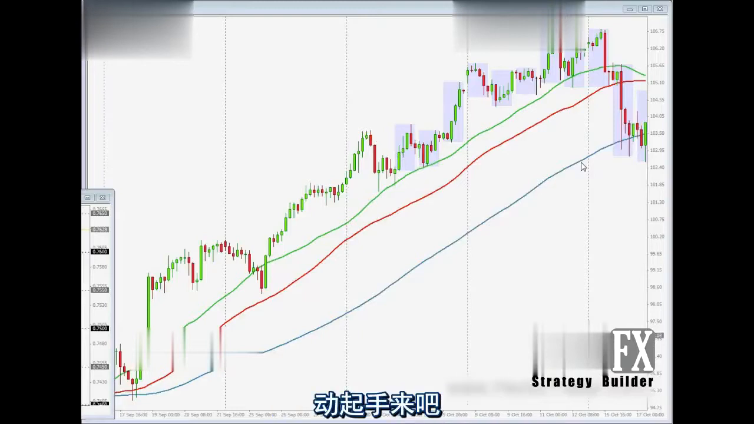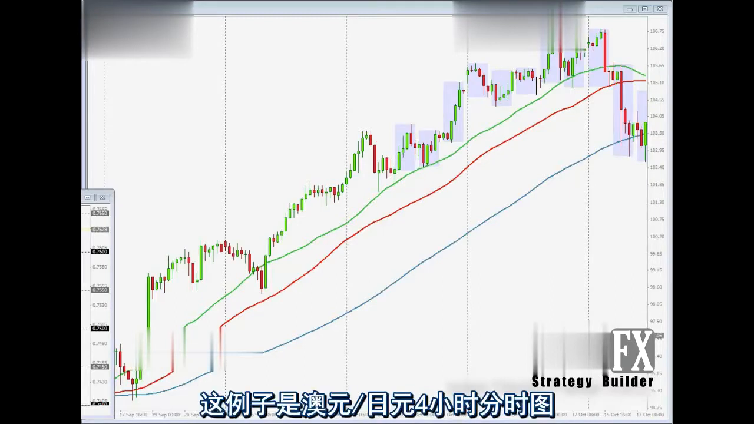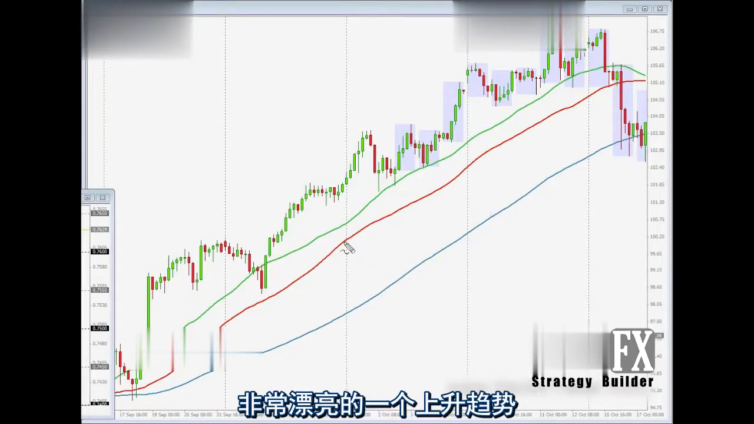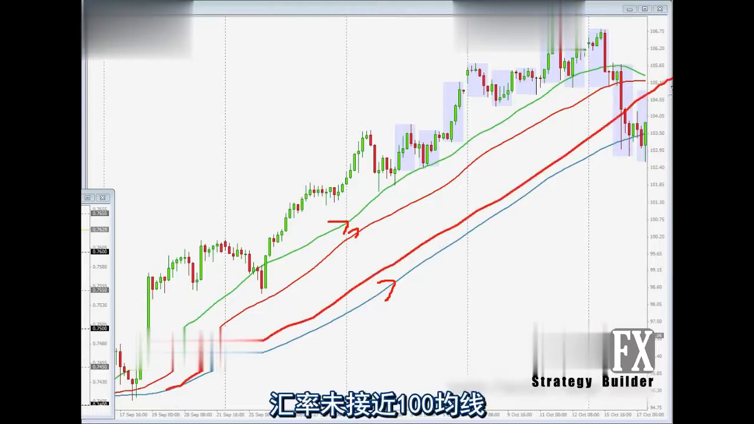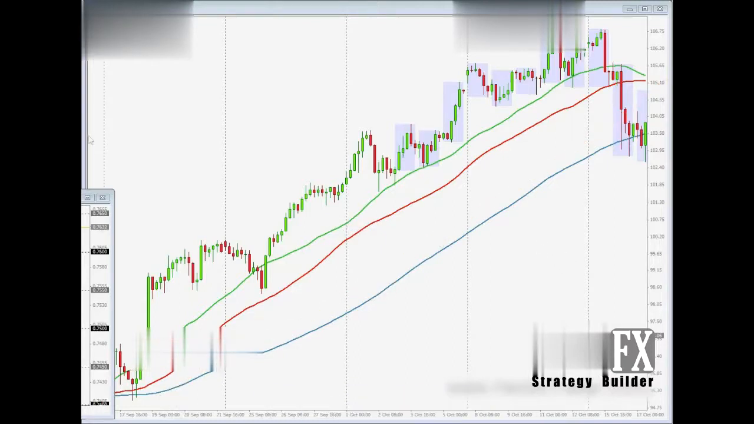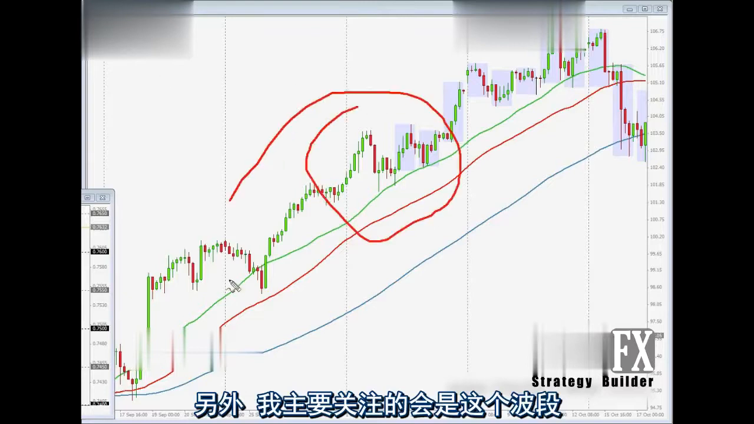All right, let's get down to business. Let's get our hands dirty with real charts. In this case, we are looking into the Australian dollar against the Japanese yen on the 4-hour time frame. And we have a beautiful uptrend, those moving averages nicely pointing up, parallel to each other, no crossover, price nowhere near the 100, etc. By the way, I'm going to be focusing on this swing right there at that part of the chart, just so you know.